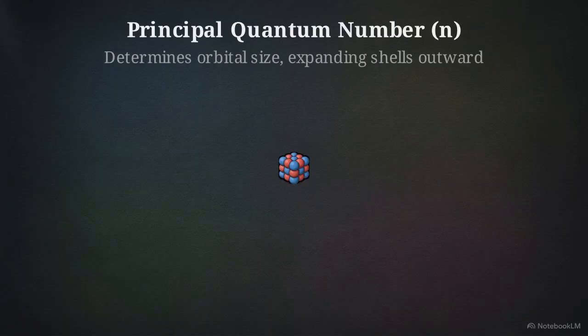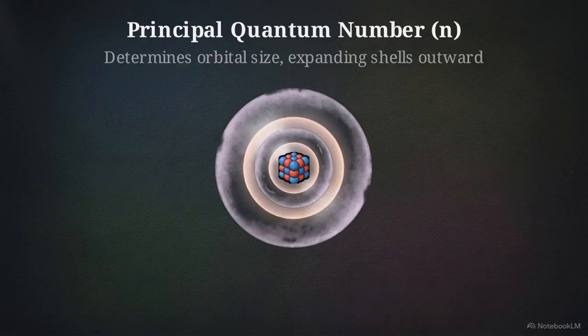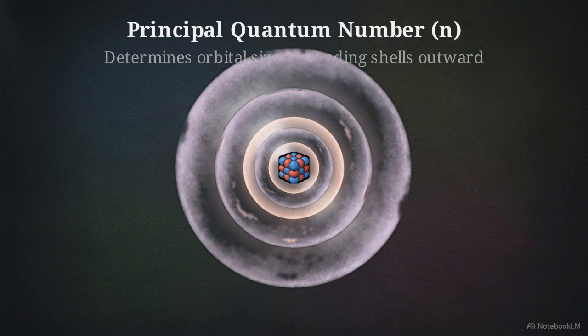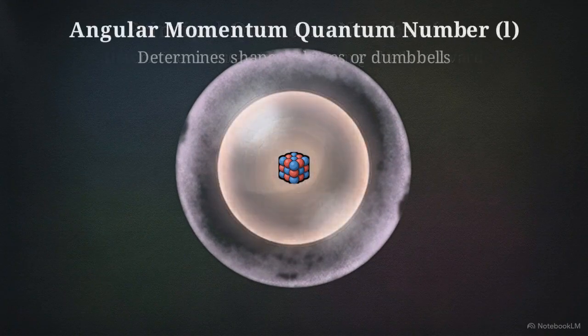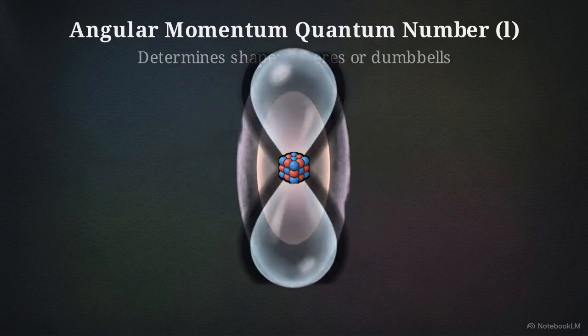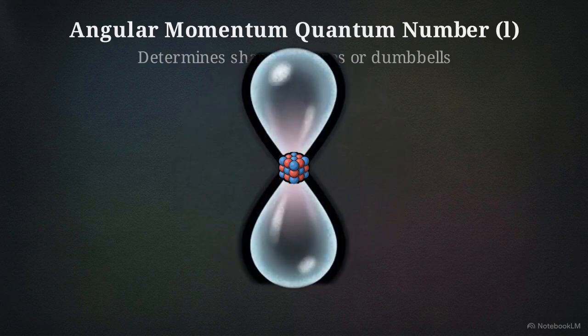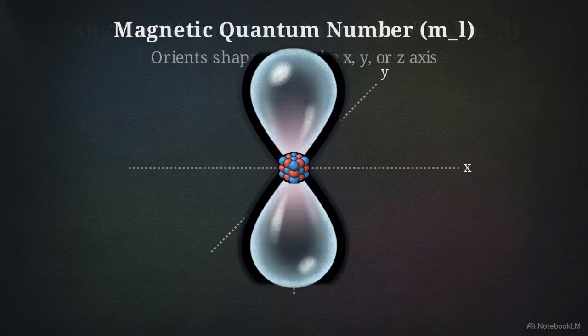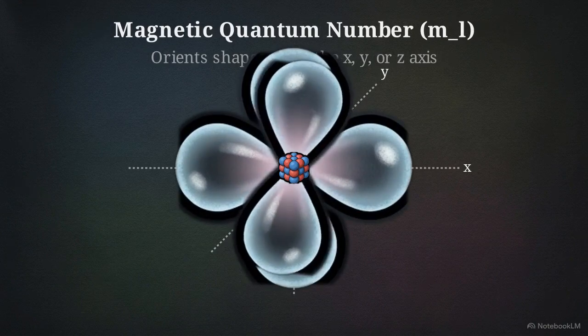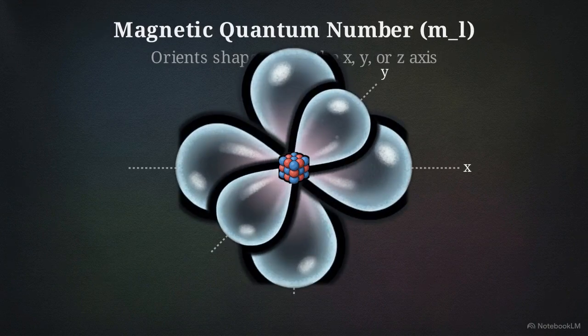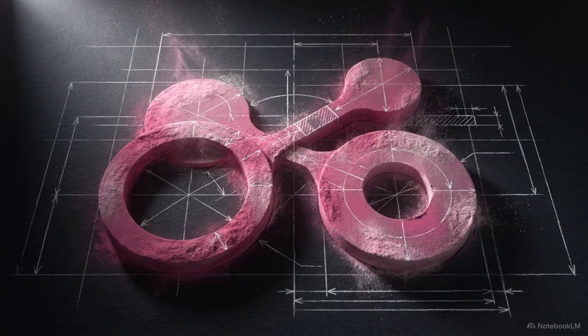The principal quantum number, n, dictates orbital size, expanding shells outward. The angular momentum quantum number, L, determines shape, like spheres or dual-lobe dumbbells. Finally, the magnetic quantum number orients these shapes along the x, y, or z axis. Together, these three numbers provide the 3D blueprint for the atom, carving out the exact regions of space where an electron is allowed to exist.